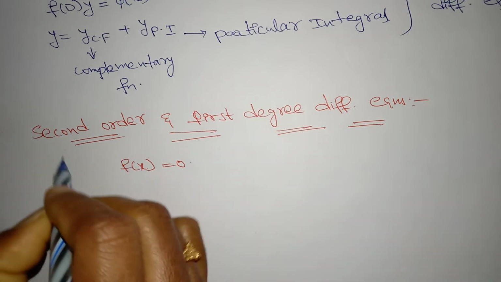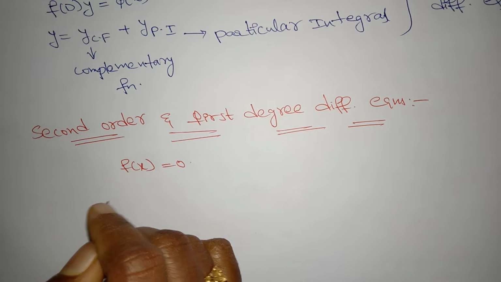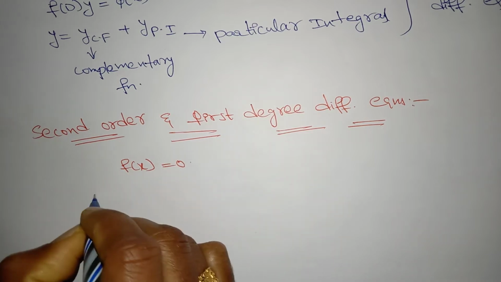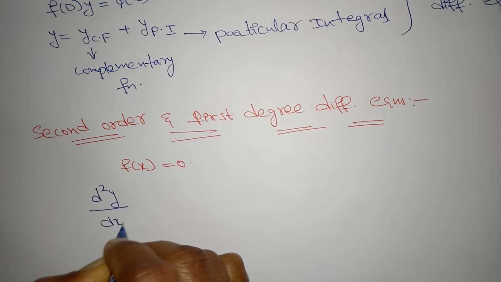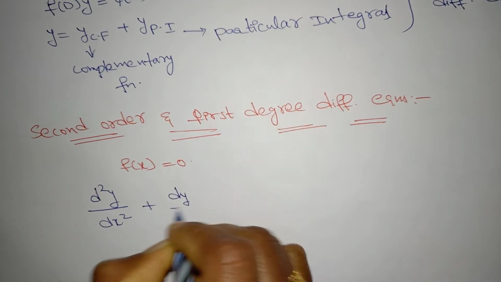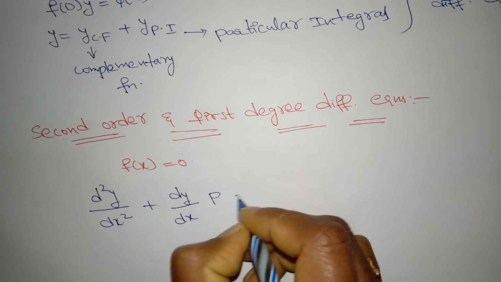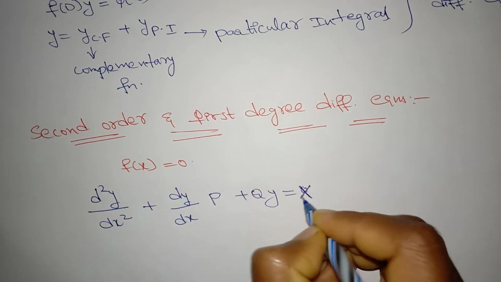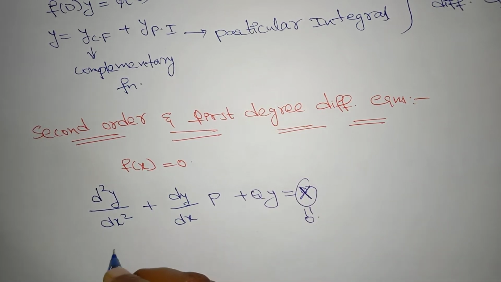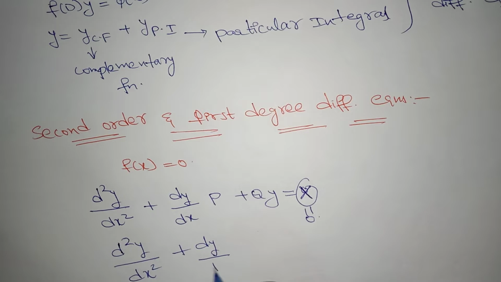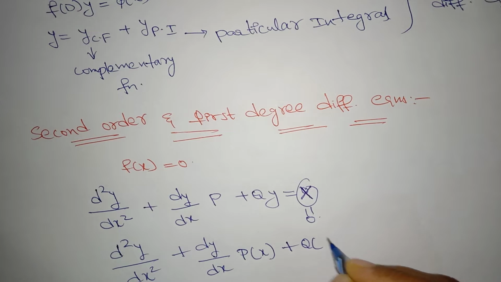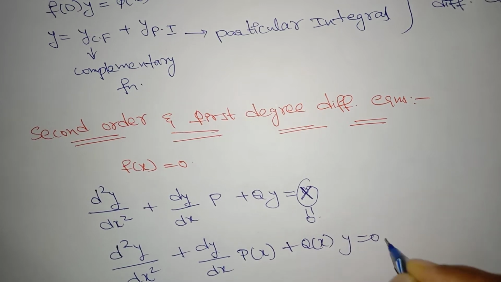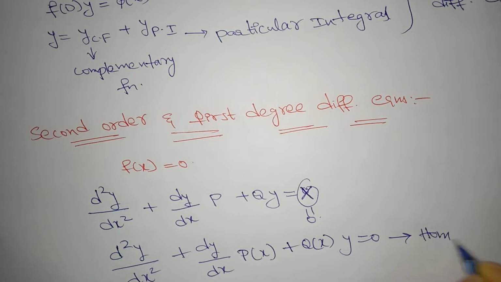A second order and first degree differential equation can be written as d square y by dx square plus dy by dx into p plus q into y equals X. If this X is equal to 0, then this equation can be written as d square y by dx square plus dy by dx into p, where p is a function of x, plus q into y, q is a function of x, equals 0. This is a homogeneous differential equation.